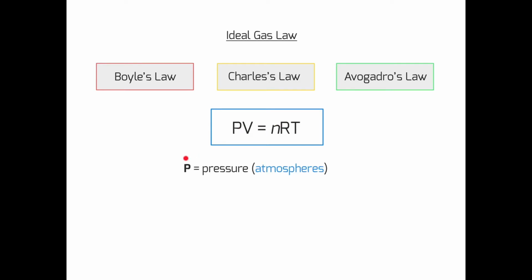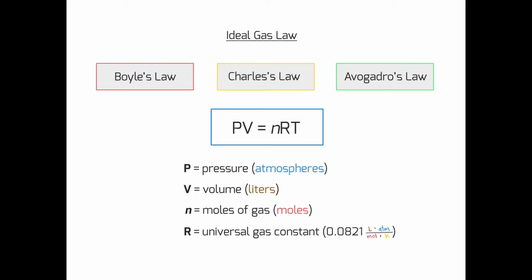The P stands for pressure, which is going to be in atmospheres. The V here is for volume, which is in liters. The N stands for moles of gas, and that's going to be in moles. R is the universal gas constant, which is 0.0821 liters times atmospheres over moles times Kelvin. And the T is for temperature, which is in Kelvin. So what you have is pressure times volume equals moles of gas times the universal gas constant times temperature in Kelvin.